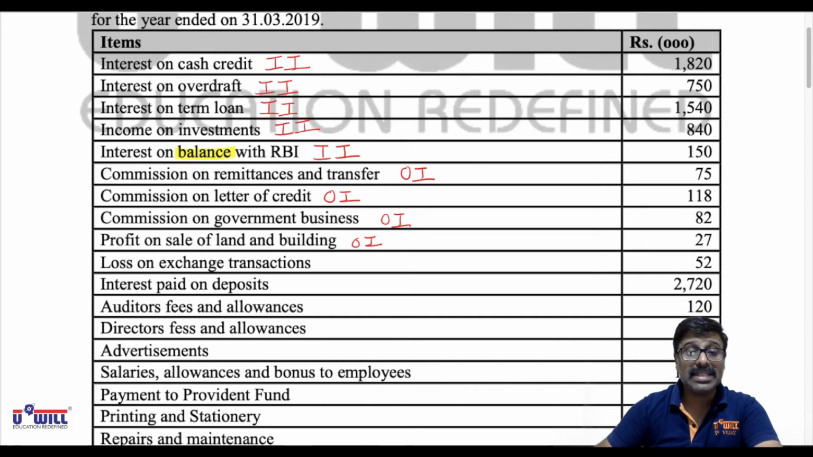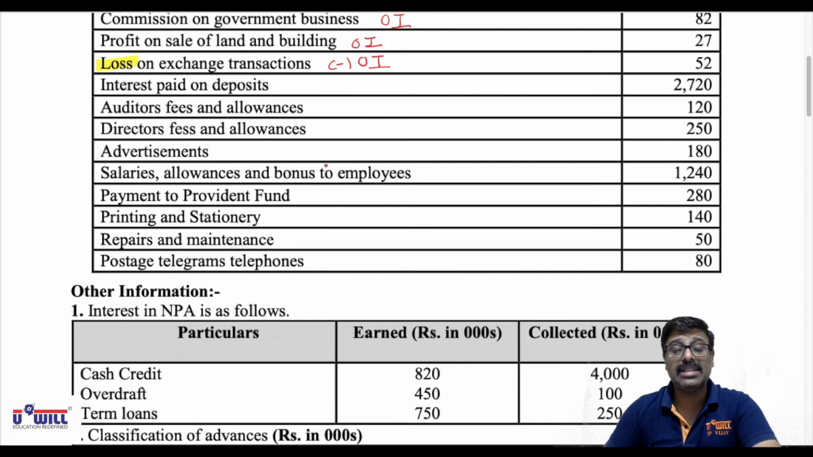And even this we discussed right now. Loss will be shown as a negative portion in income itself. So we will show it as a negative figure in other incomes itself. Loss on exchange transactions will appear as a negative figure in other incomes itself.